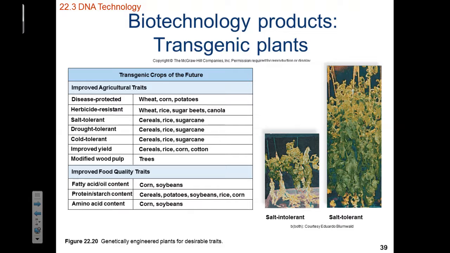We can have many different uses for our transgenic organisms. We can design crop species that can grow in high salt environments. We can design crop species to have increased carbohydrate or increased protein or increased oil content.